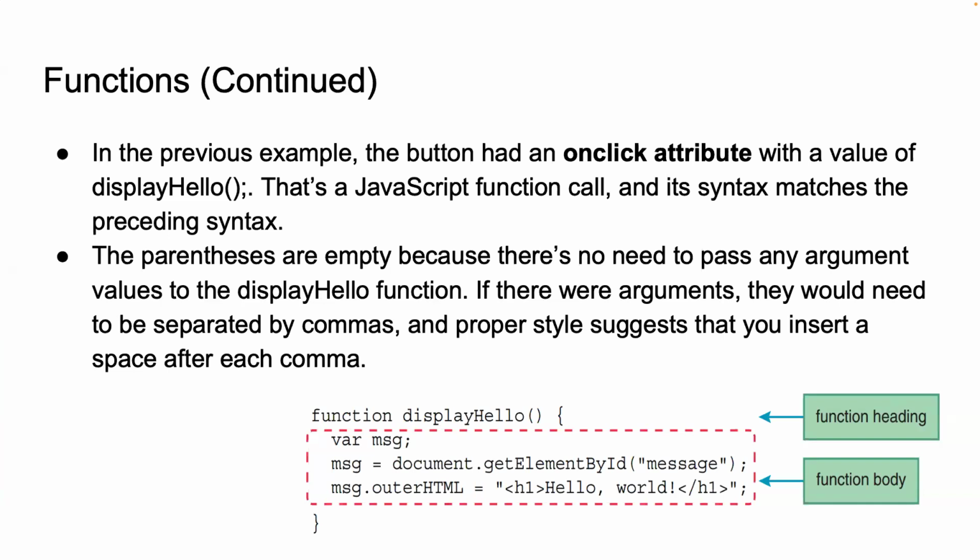In the previous example, the button had an on-click attribute with the value of display hello. That's a JavaScript function call, and the syntax matches the preceding syntax. The parentheses are empty because there is no need to pass any argument. For example, here, display hello, the parentheses are empty because we do not need to pass any argument values to the display hello function. If there were arguments, they would need to be separated by commas, and proper style suggests that you insert a space after each comma.